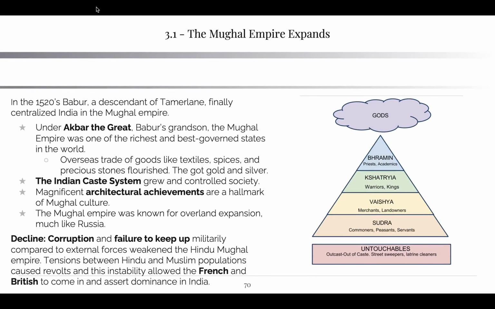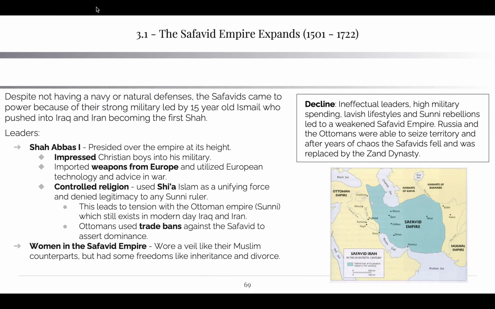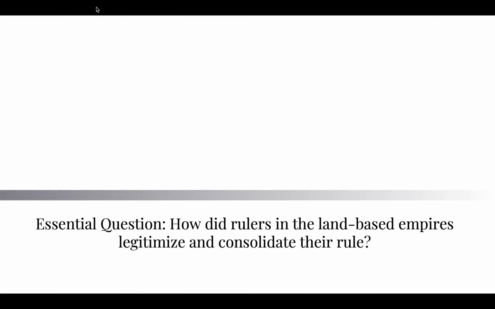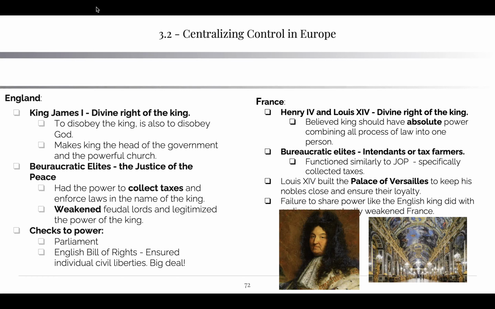Is Devshirme like the name for that? Yes. No, it's specifically Ottoman, but it will be used in other places. But not Safavid, because they hate each other. All right. So those are your gunpowder empires. Let's talk Russia, please.